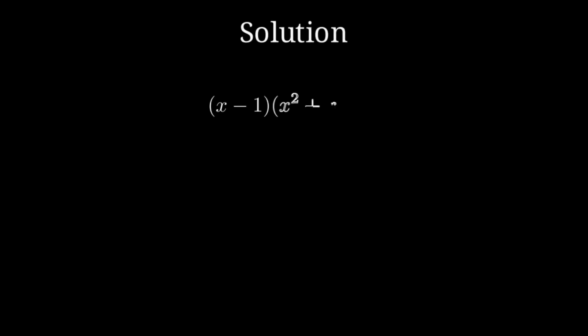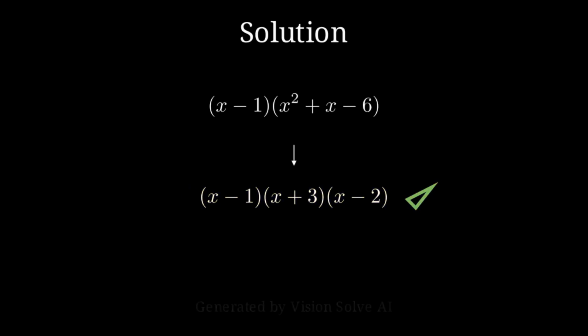Dividing by x minus 1 leaves us with x squared plus x minus 6. Factoring that quadratic gives us x plus 3 and x minus 2. Great job mastering higher degree polynomials.